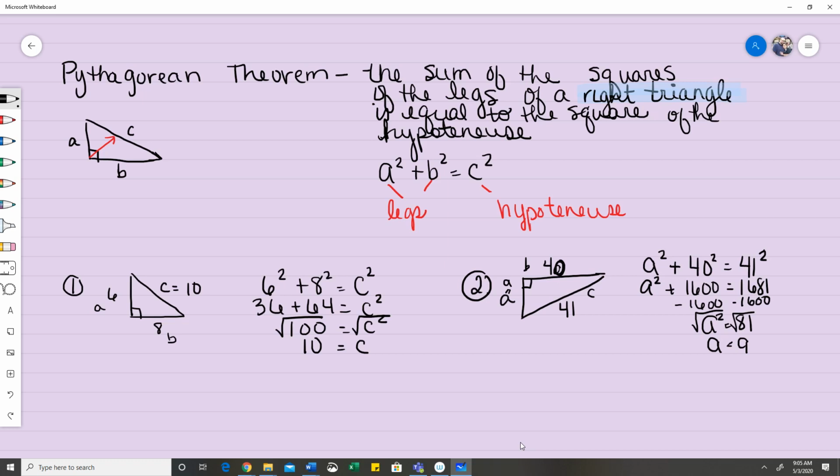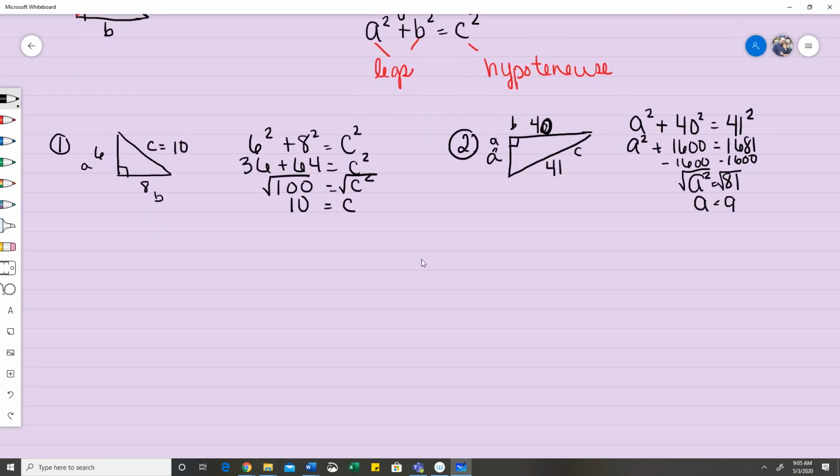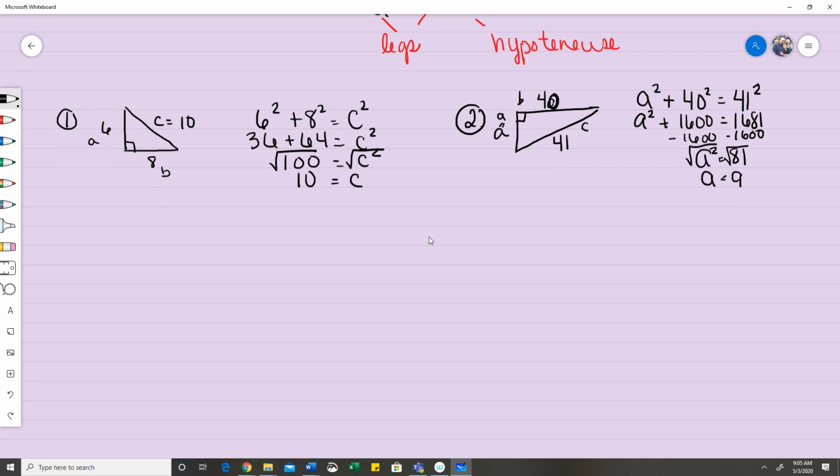Okay. It's another example of a Pythagorean triple because all three sides are whole number integers, positive integers. Let's look at a couple more examples. So example 3.